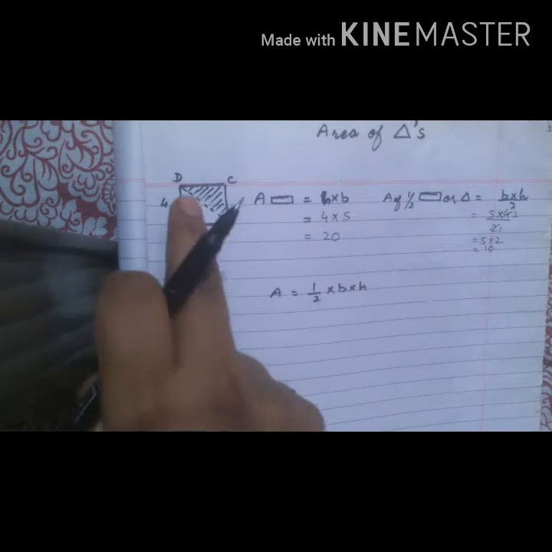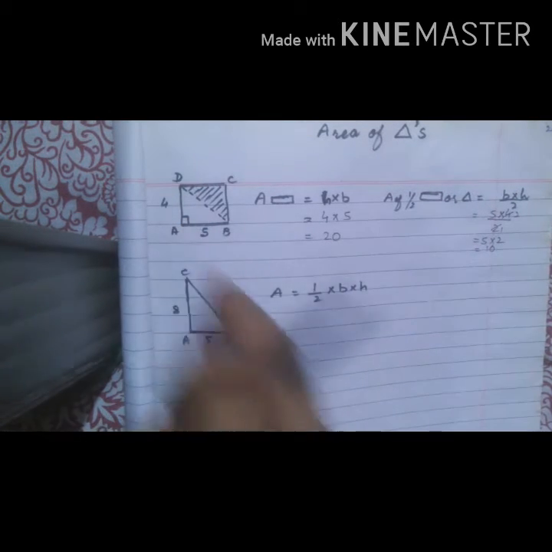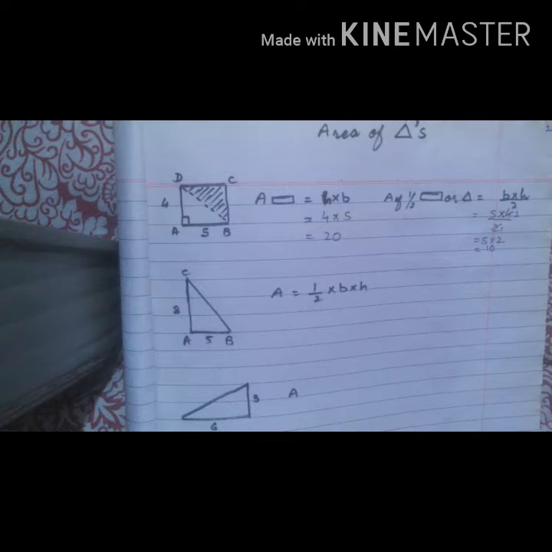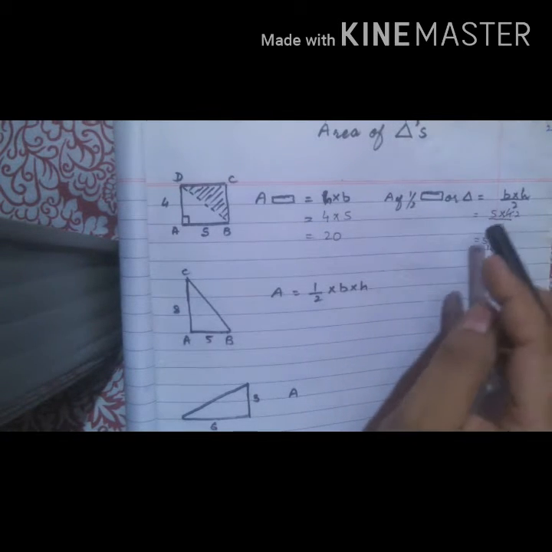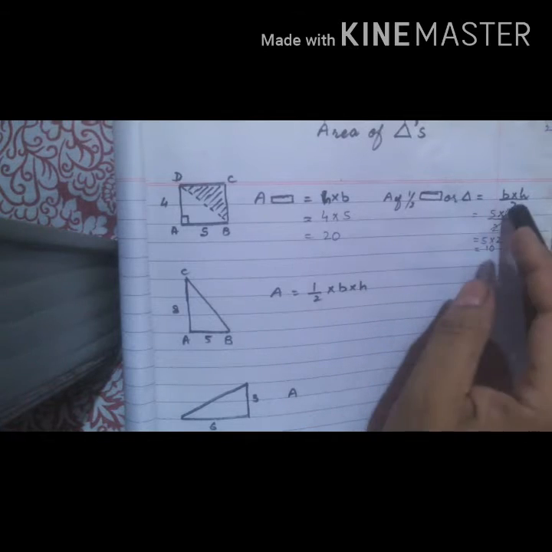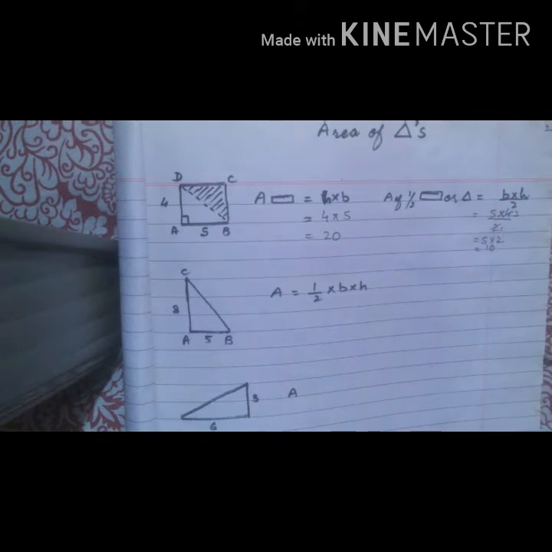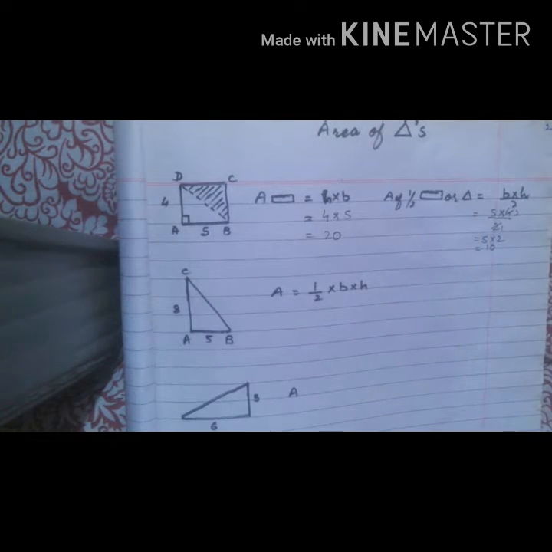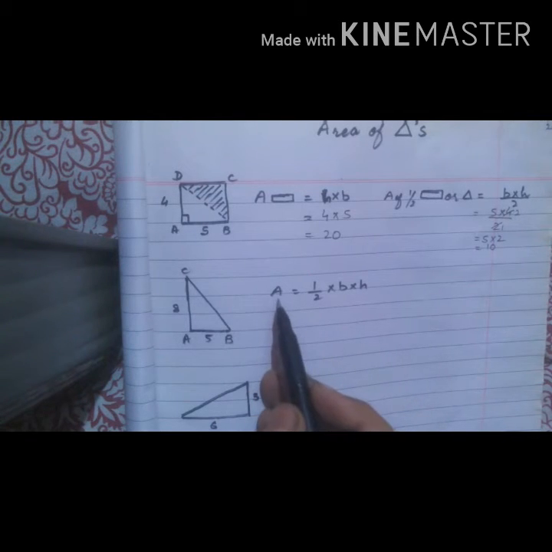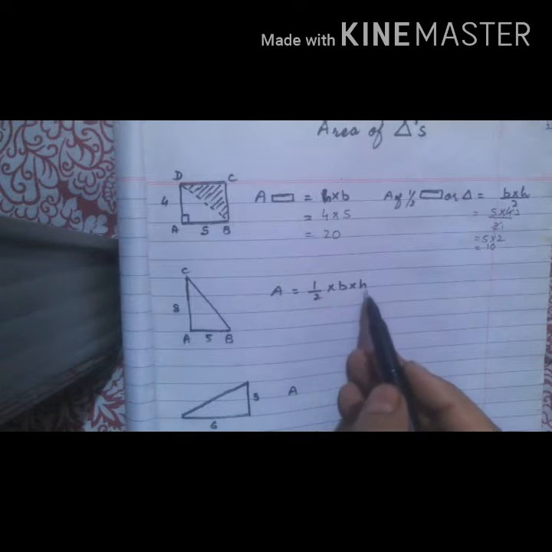So it means that the area of a triangle, on the basis of the same argument that we have discussed, can also be calculated by multiplying half by base into height. So in short, we can say that the area of a triangle is base multiplied by height multiplied by half. I have noted the same formula over here, that the area of the triangle is half into base into height.